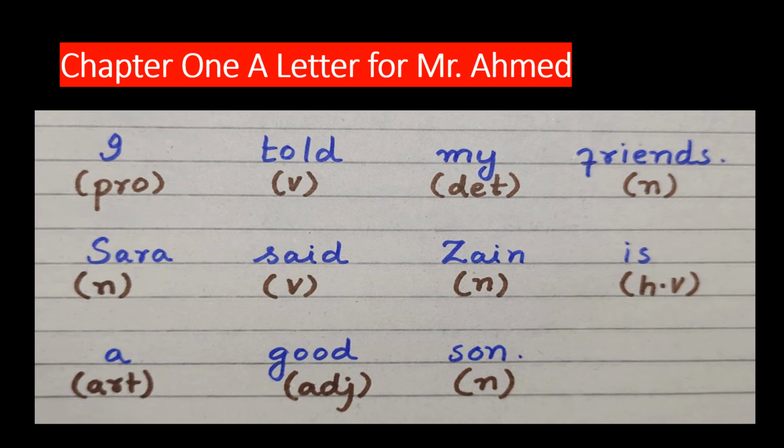Here I is the pronoun, told is the verb, my is determiner, friends is noun, Sarah is again noun, said is the verb, Zan is again noun, is is helping verb, a is an article, and good is adjective. Son is again noun. Here there are two proper nouns, one is Sarah and the other is Zan, and that is why they are written with capital letters. And all other nouns are common nouns, so they are written with small letters.